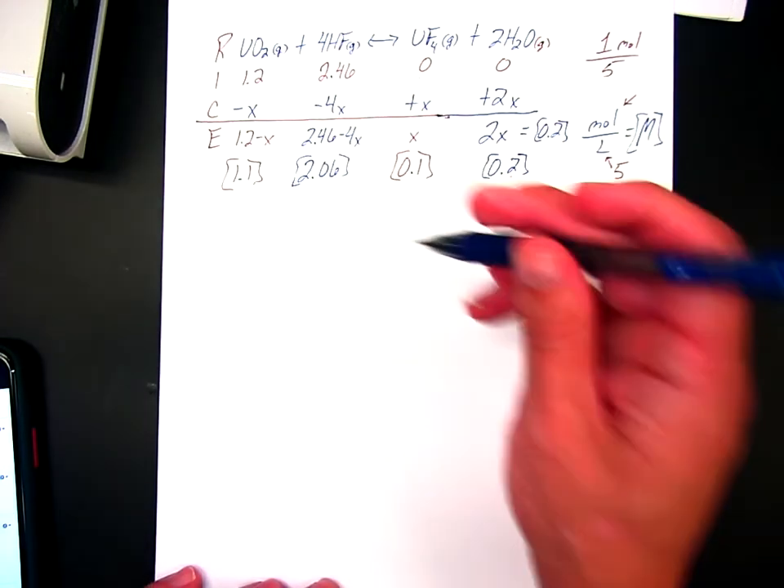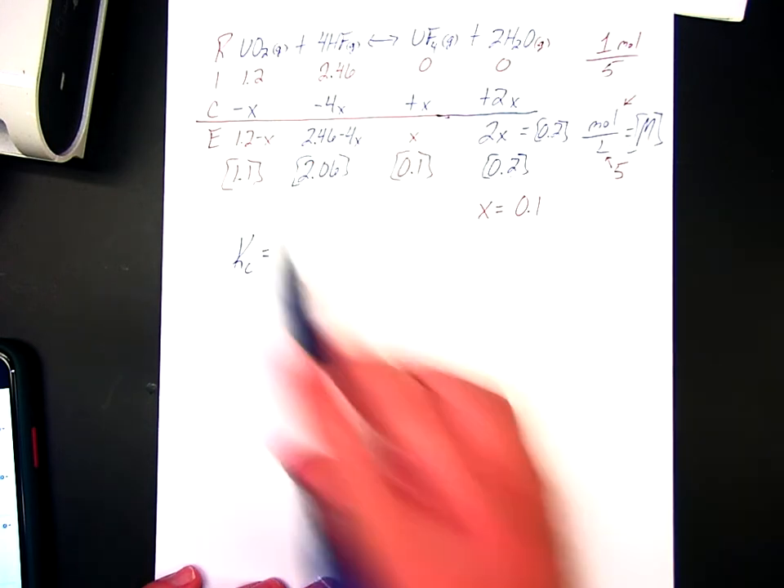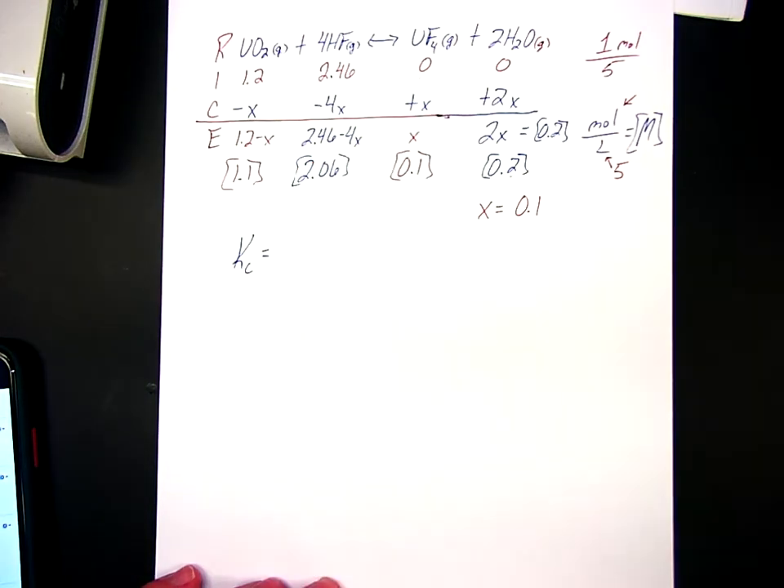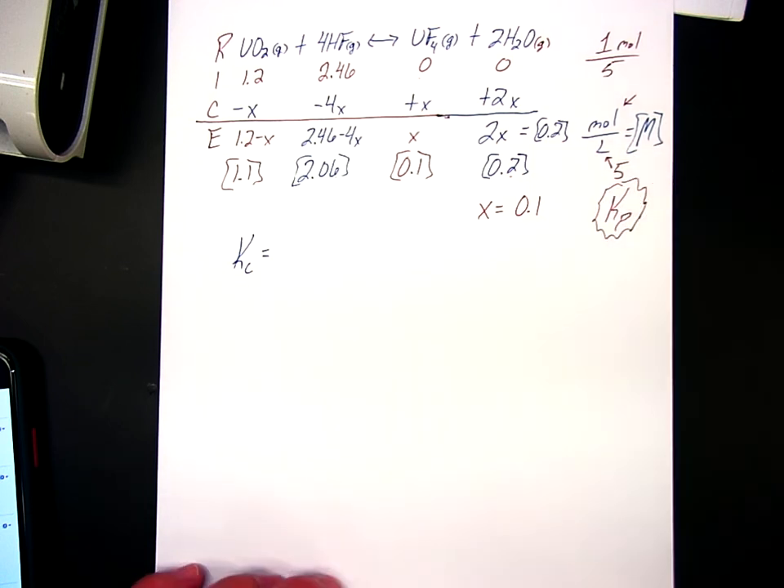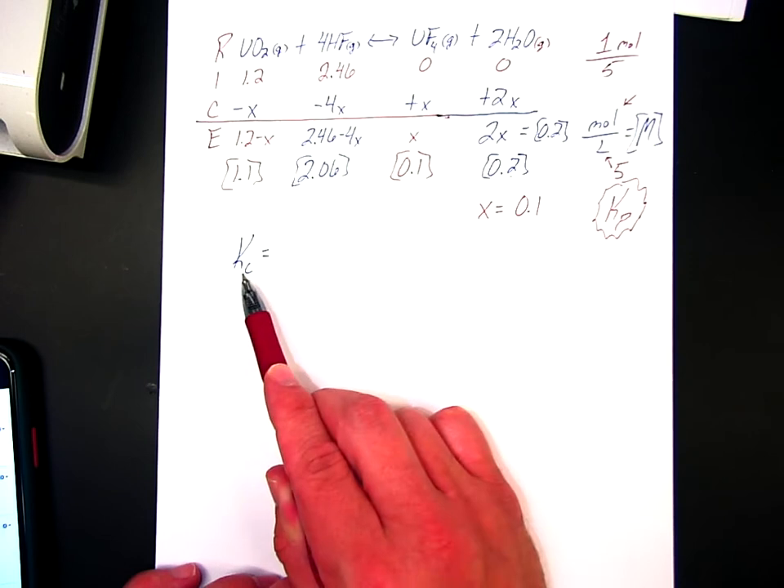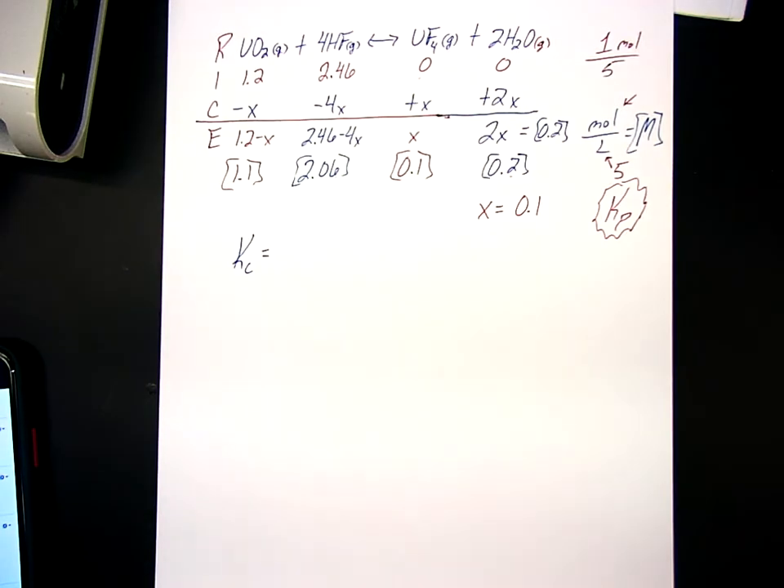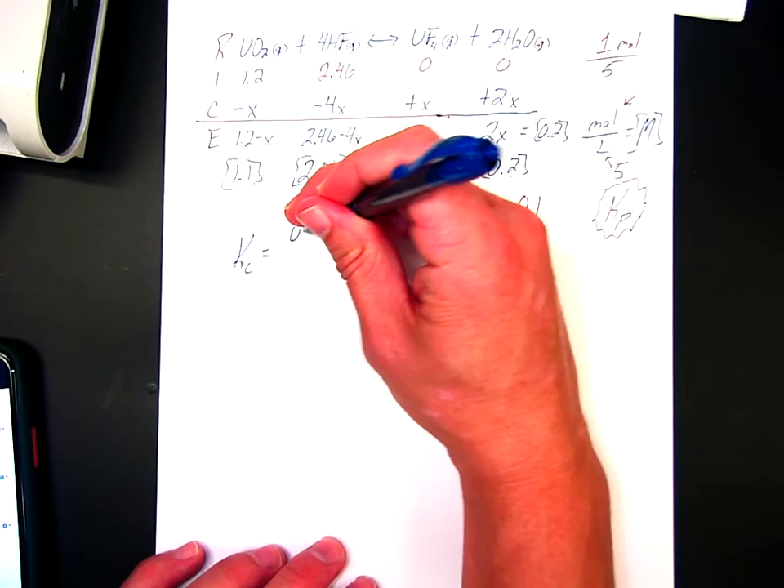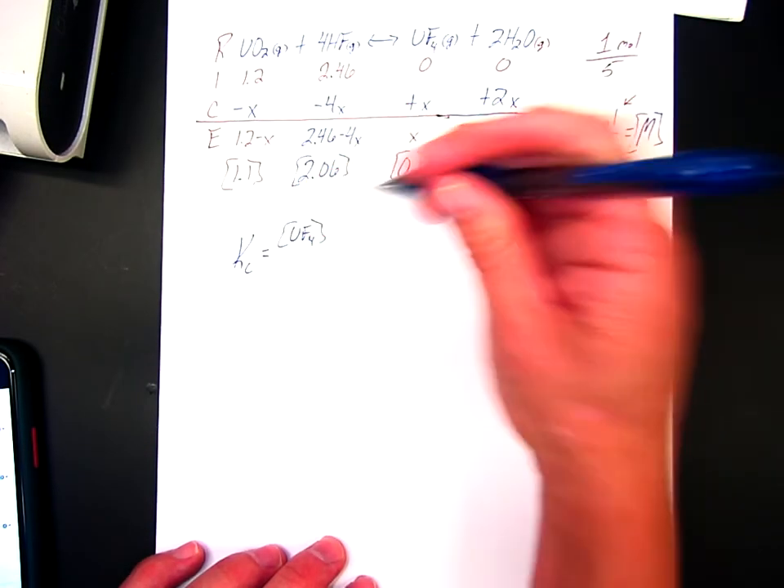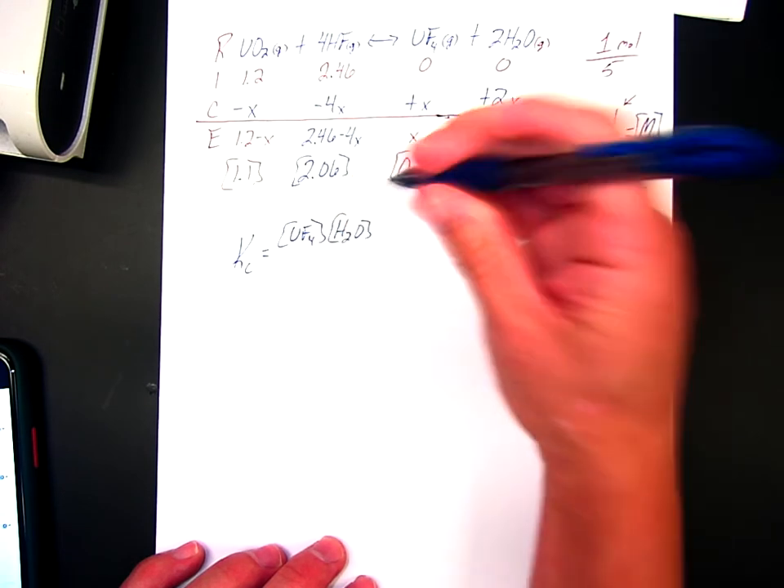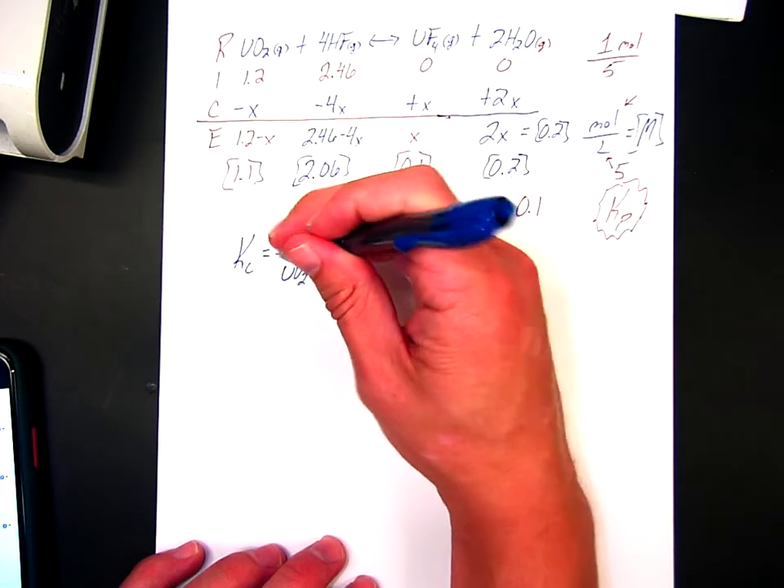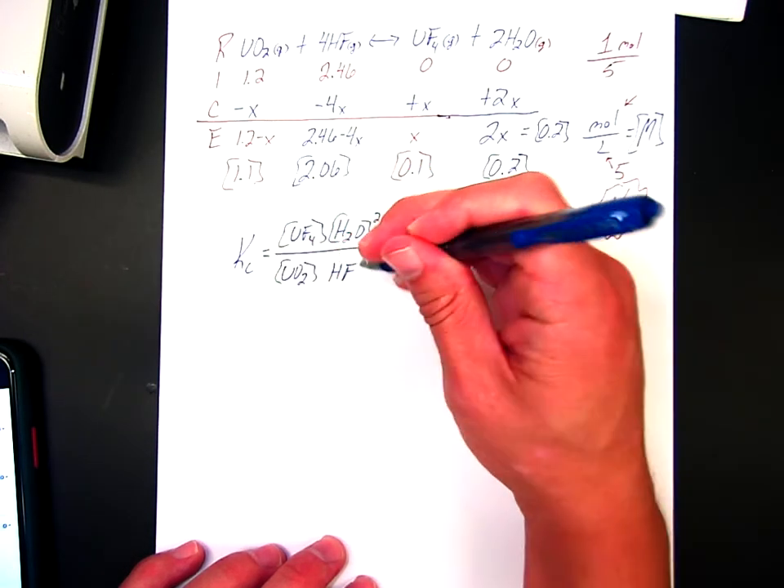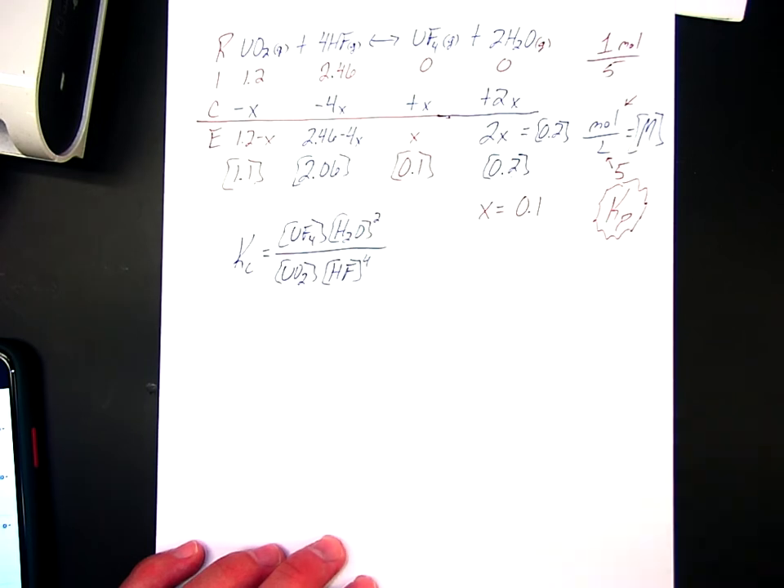So the unsubstituted equation, of course. Now we're using concentration, so it's going to give me Kc. The problem here is that we're looking for Kp if you read the problem, so that's going to be an issue at the end. But from concentrations, we can only find Kc. So it looks like it's going to be UF4 and H2O squared on top over UO2 and HF to the fourth on the bottom.